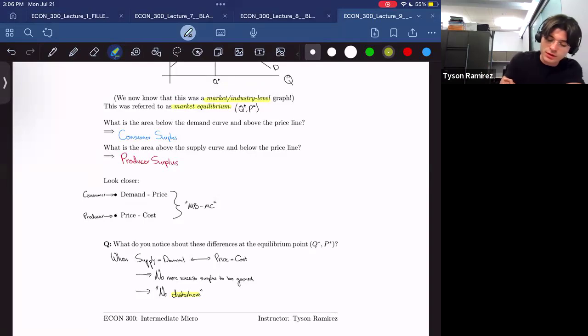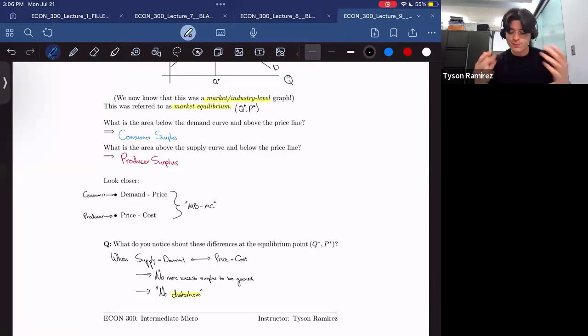This is referred to as the market clearing price, but this is all equilibrium. This is when everything's all good. This is when things are perfect. This is where we want to be.